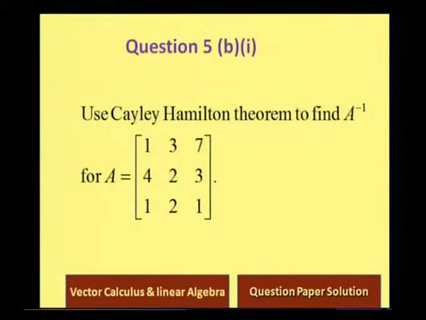So now we start with question number 5, B1. The question is: use the Cayley-Hamilton theorem to find A inverse for the given matrix A. This is matrix A: 1 3 7, 4 2 3, 1 2 1.